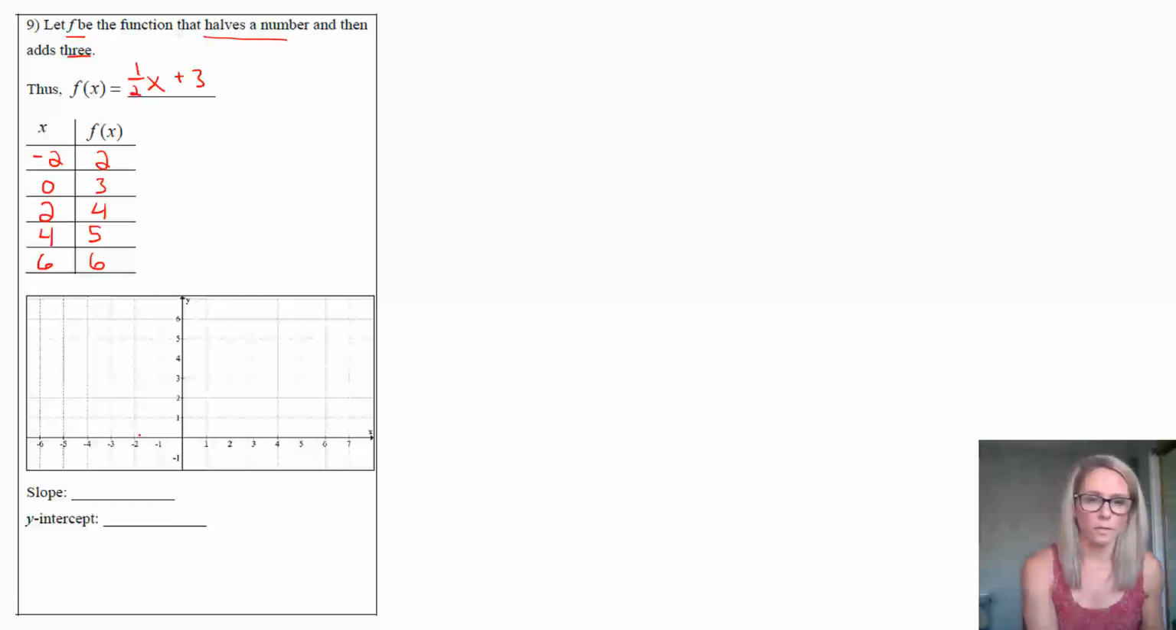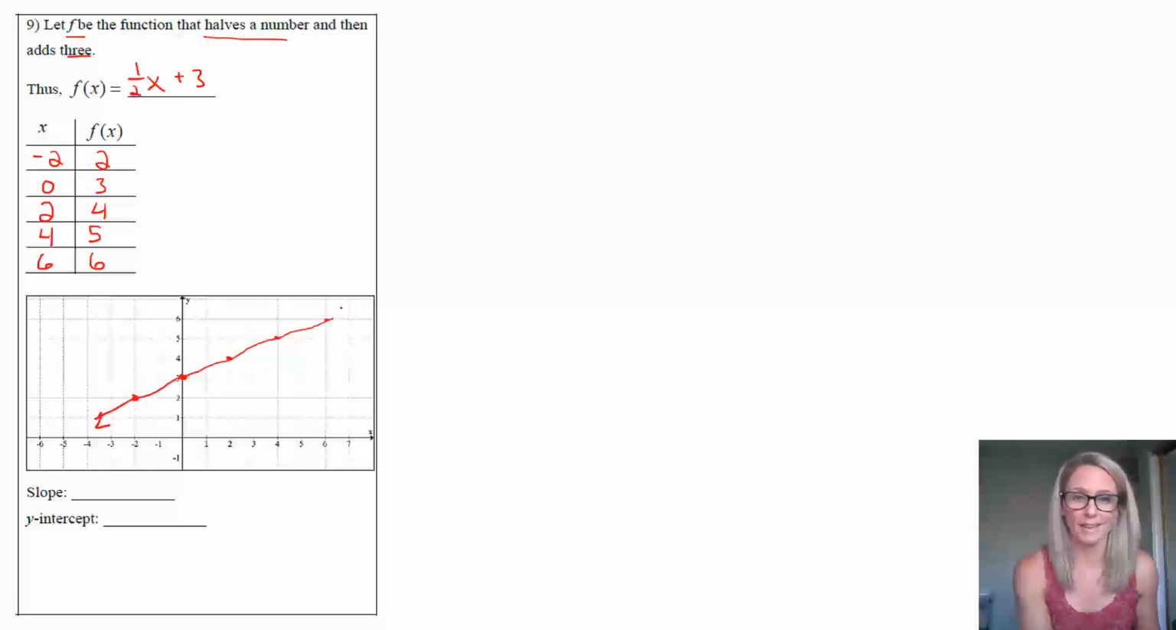And then I just place those values onto the graph. This should be something that students are familiar with, hopefully. So 0, 3, and 2, 4, and 4, 5, and 6, 6. And then I'm on a tablet, so do the best you can, but here should be a straight line, as straight as you can make it. Just recognizing that what we came up with, y equals 1/2 x plus 3, is the same as f of x equals 1/2 x plus 3.